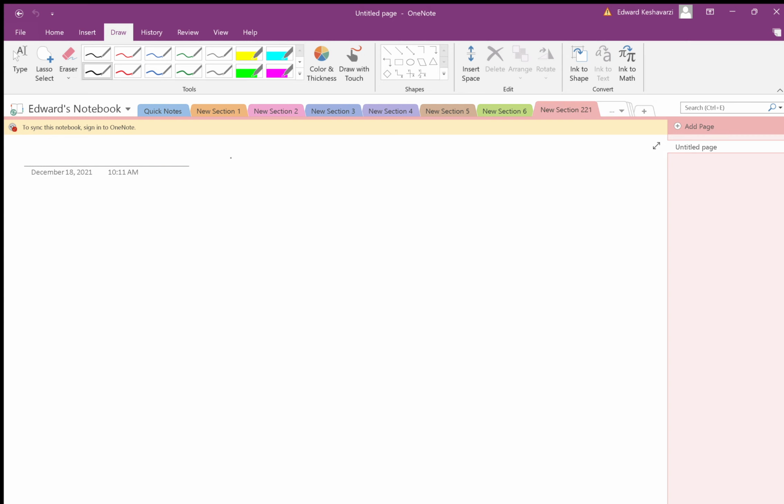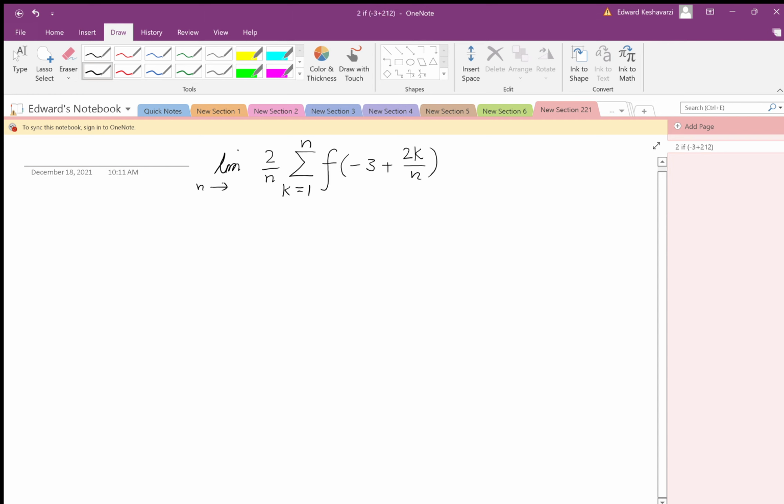So let's say limit of 2 over n sigma f of negative 3 plus 2k over n, k from 1 to n as n goes to infinity. So what is the answer to this? Let's compare this one with the original formula.